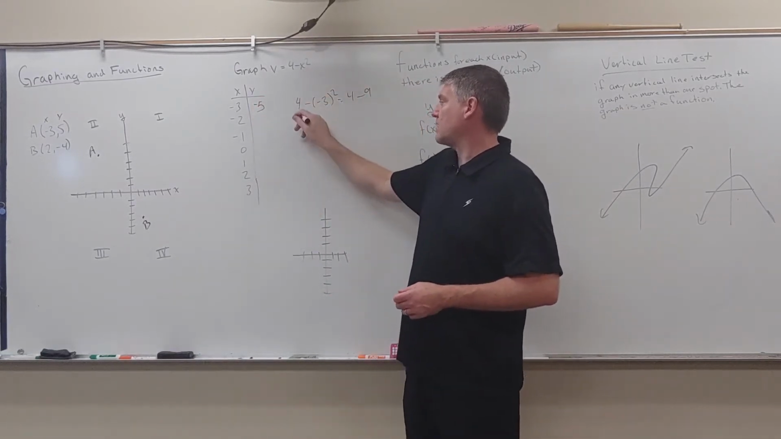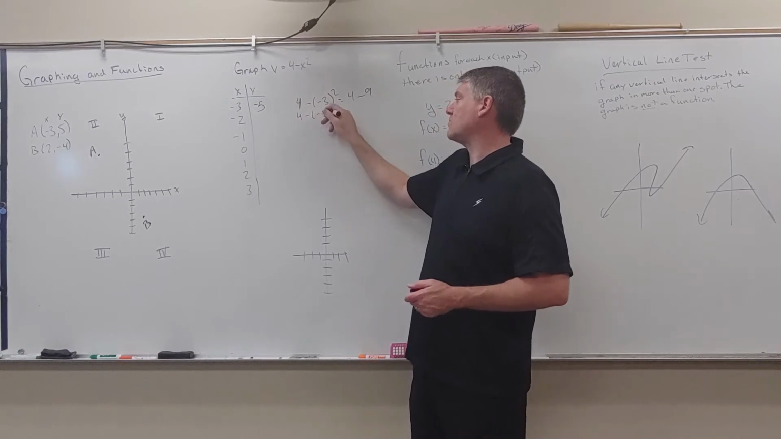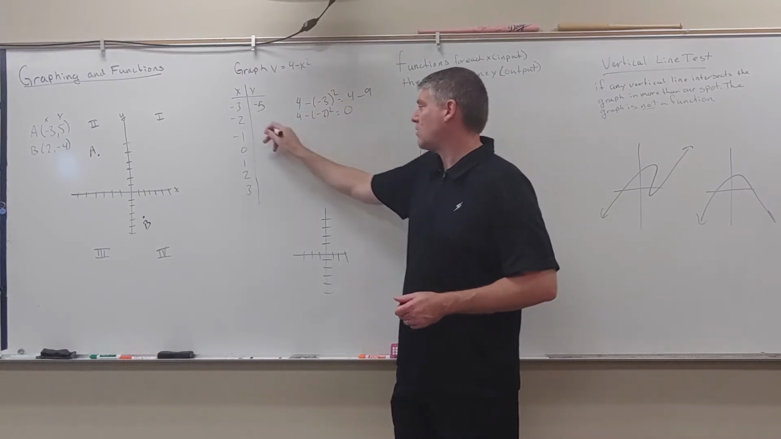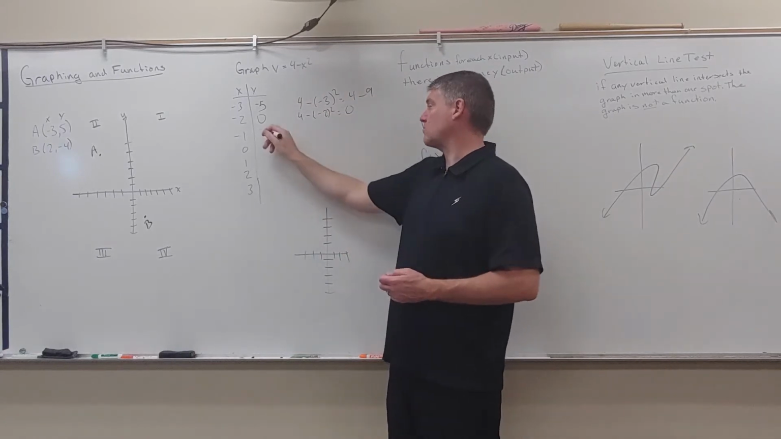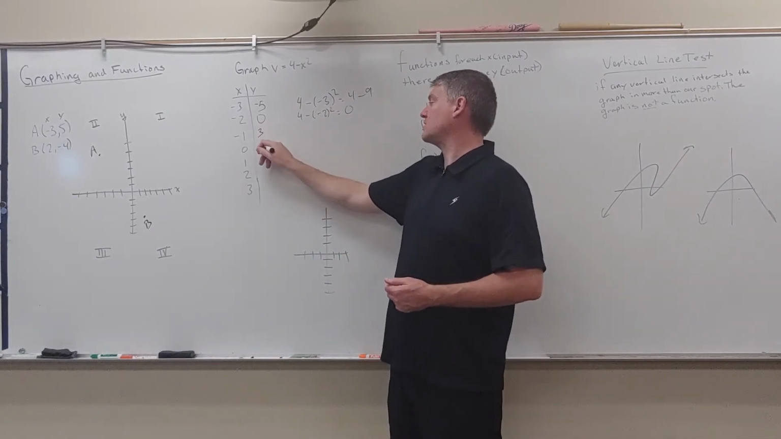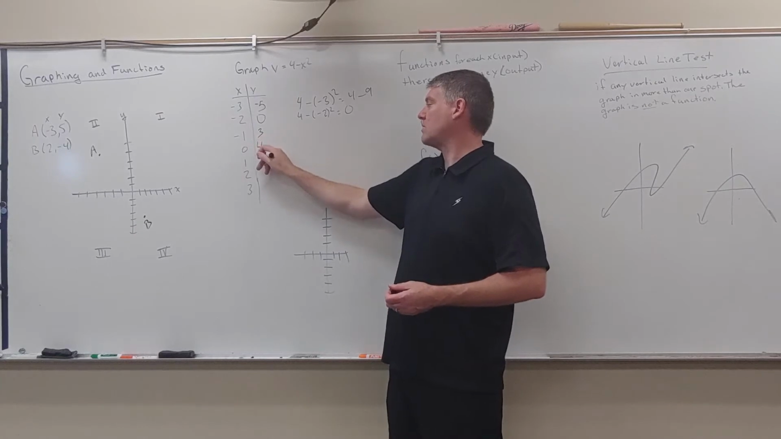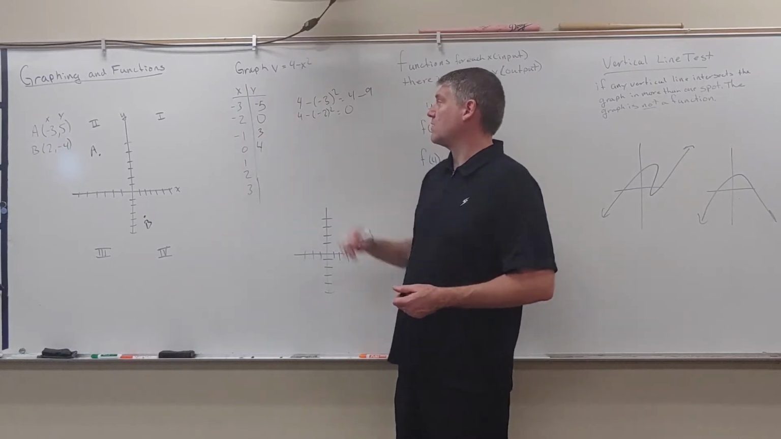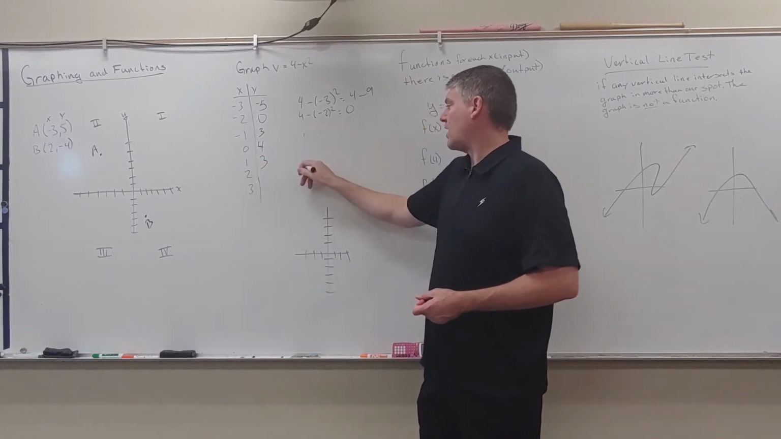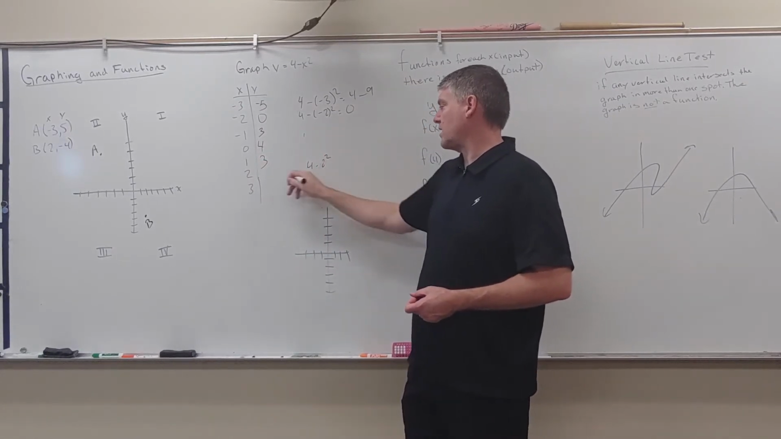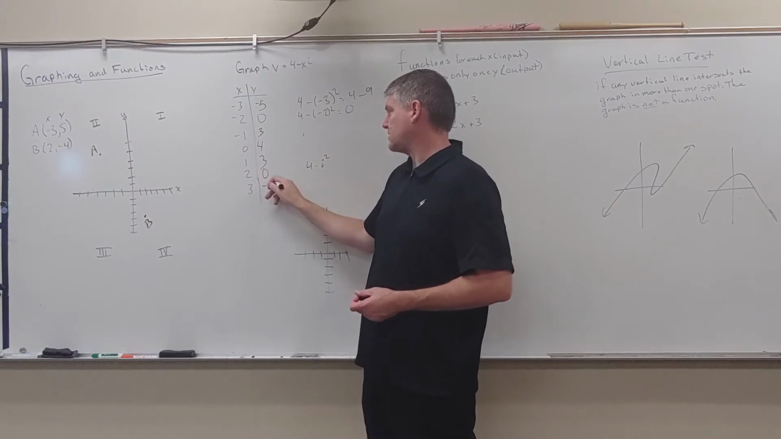I'm going to plug in negative 2, so 4 minus negative 2 squared is going to give me 0. I'm going to plug in negative 1. Negative 1 squared is 1. 4 minus 1 is 3. I plug in 0. I get 4 minus 0 is 4. I plug in 1. 4 minus 1 squared is 3. 4 minus 2 squared is 0. And then this is going to give me negative 5.